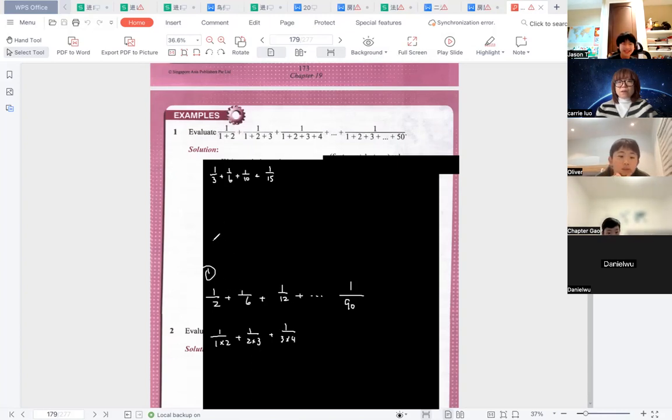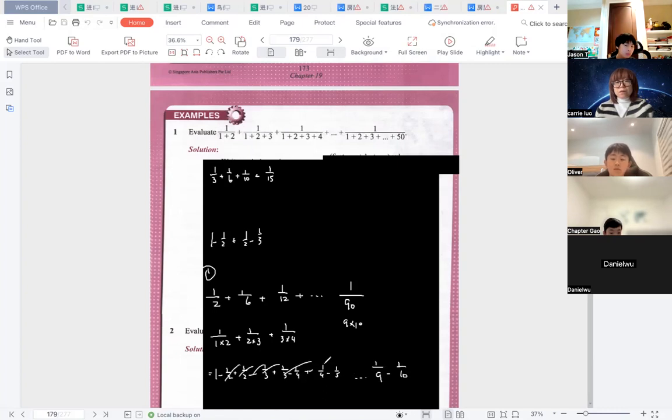Okay, so when we do this one, 1 over 2 equals what? Equals 1 minus half, right? And 1 over 6 equals what? Equals 1 over 2 minus 1 over 3. Get it, Jason? So it's actually 1 minus half plus half minus 1 over 3 plus 1 over 3 minus 1 over 4 plus 1 over 4 minus 1 over 5. So the last one is what? 1 over 9 times 10, which is 1 over 9 minus 1 over 10. So all of them in between can be eliminated. So it's 1 minus 1 over 10 equals 9 over 10.